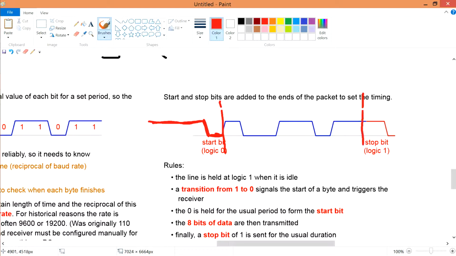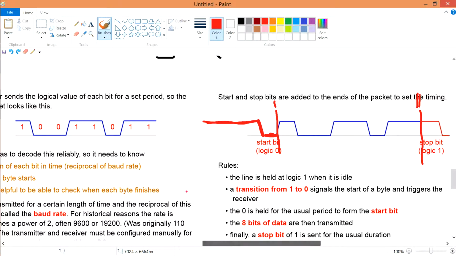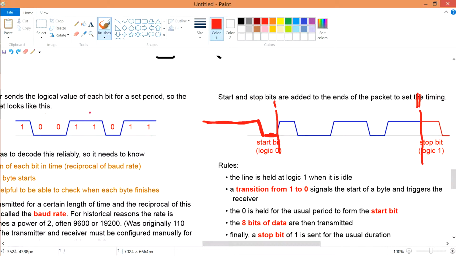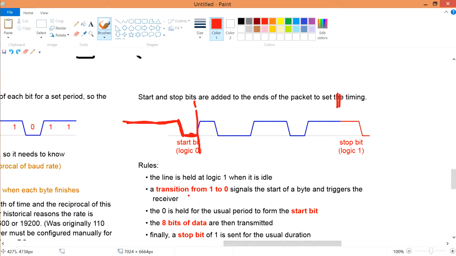So this particular portion over here is the packet that you want to send. This packet comes from here. You see, this thing over here is being placed within here, the blue color line. So this 1 byte packet is going to be ready to send. A transition from 1 to 0 tells you that let's start.